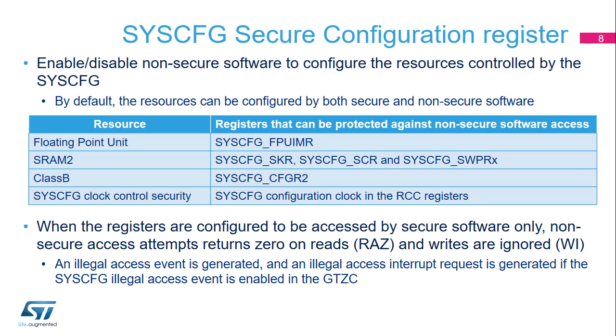Here is the list of Class B features: SRAM 2 parity error flag. Definition of events that can lead to a timer break, supported by timers 1, 8, 15, 16, and 17. When the registers are configured to be accessed by secure software only, non-secure access attempts return 0 on reads, writes are ignored, and a SYSCFG illegal access is signaled to the Global TrustZone Controller, GTZC.